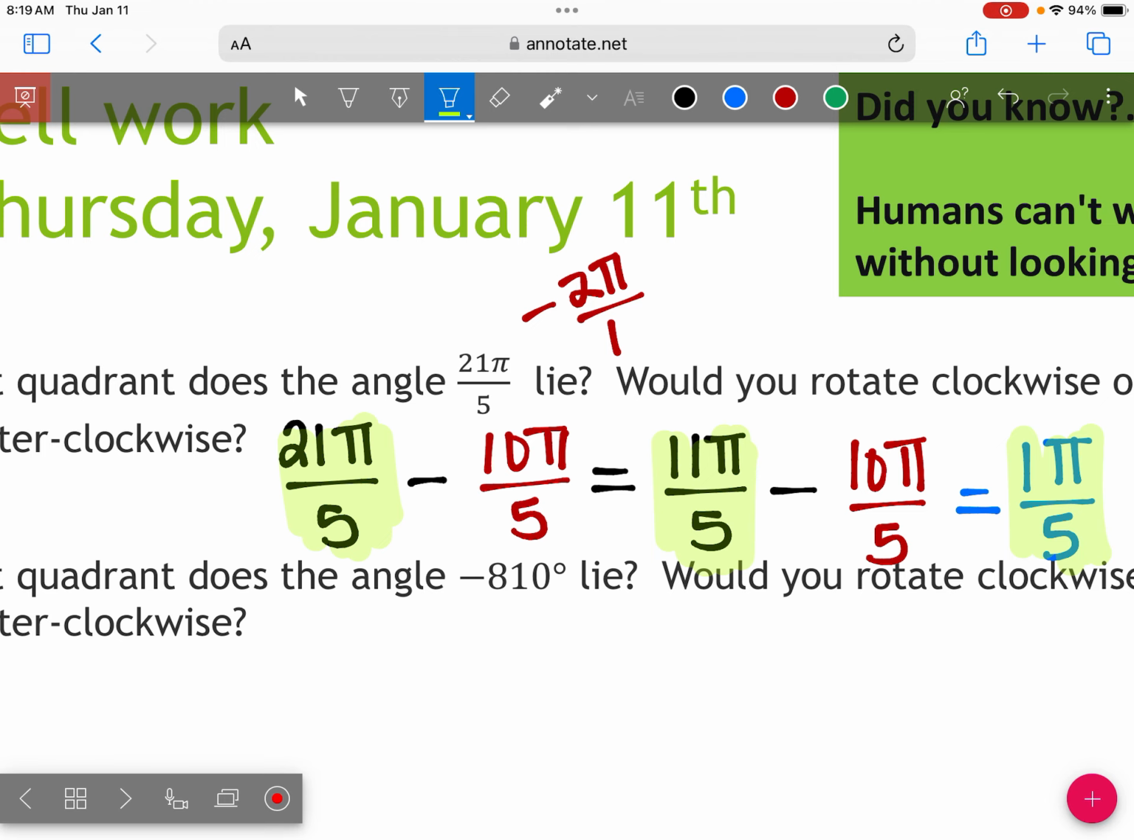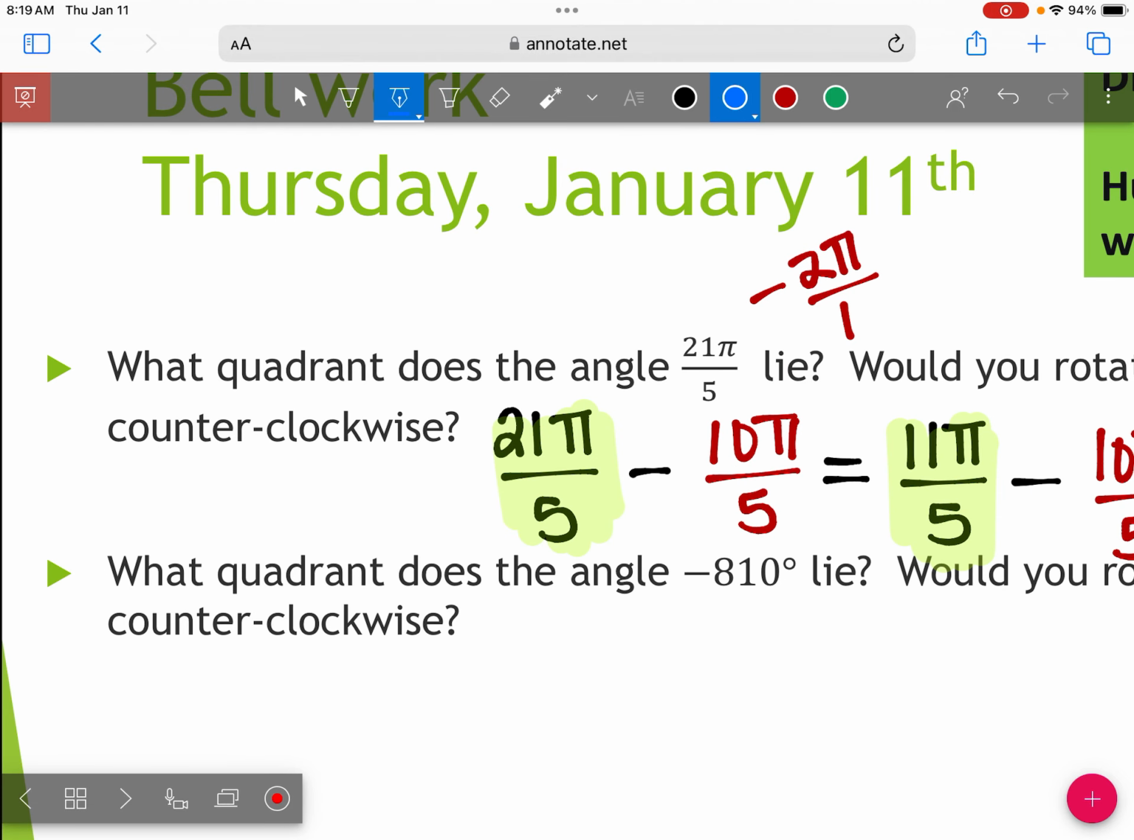Okay, so where is 1 pi over 5 going to fall in the unit circle? What quadrant, I meant to say. What quadrant is 1 pi over 5 going to fall in? Is that in quadrant 1, 2, 3, or 4? Show me with your fingers. Which quadrant do you think 1 pi over 5 is?